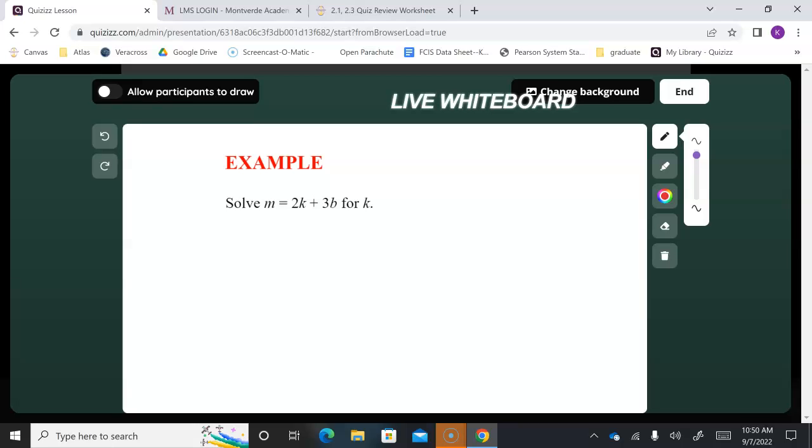Okay? So when I'm looking at this equation here, it wants me to solve for k, which means I want to get k by itself. My goal, or my answer, goal, is k equals something. K equals a bunch of stuff. And it's all those other numbers and letters. So I want k by itself, and then everything else on the other side of the equal sign.